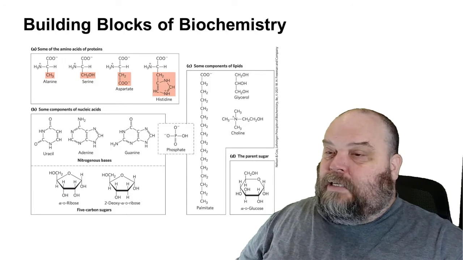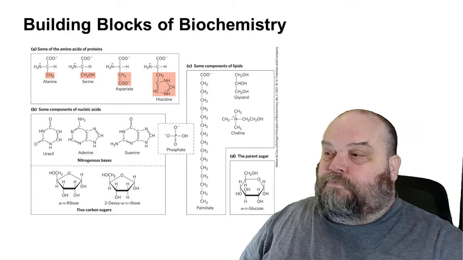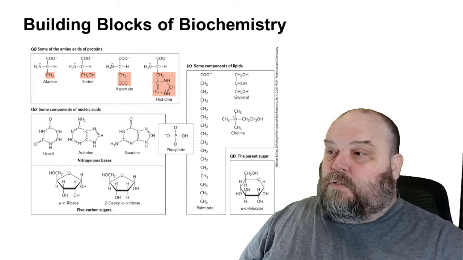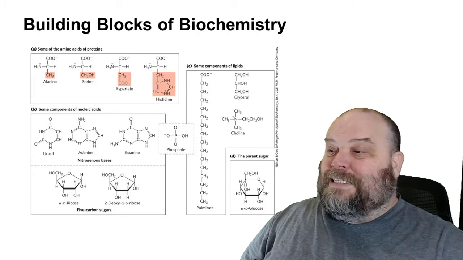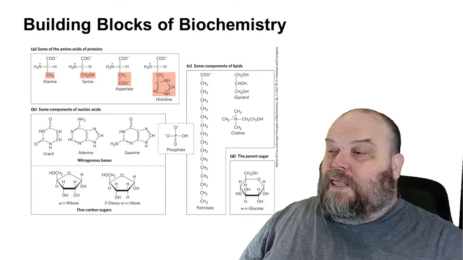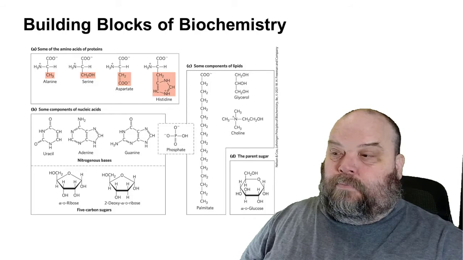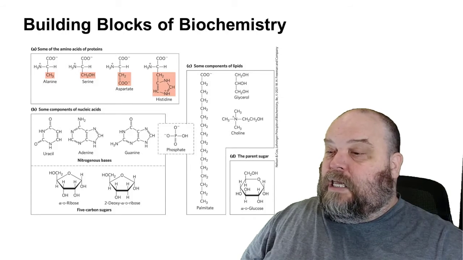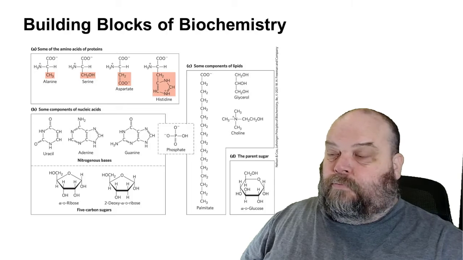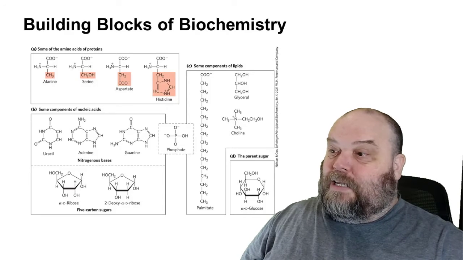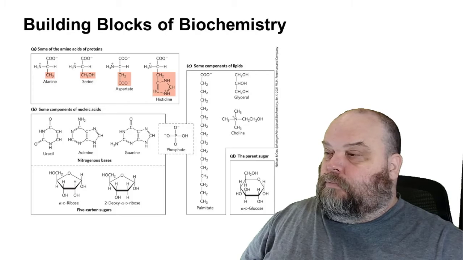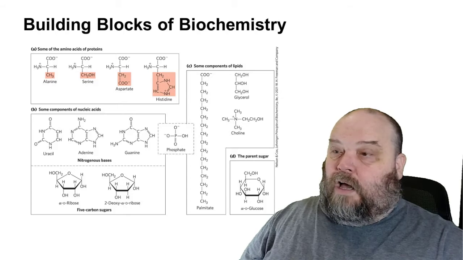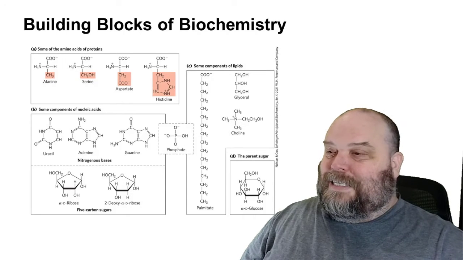You look here at B, nucleic acids, ribose, deoxyribose. Pretty much it's going to be the same for all things. Here they're showing the U, the A, the G: uracil, adenine, guanine. They're not showing the cytosine or the thymidine. If U's present, it's RNA. If T's present, it's DNA.